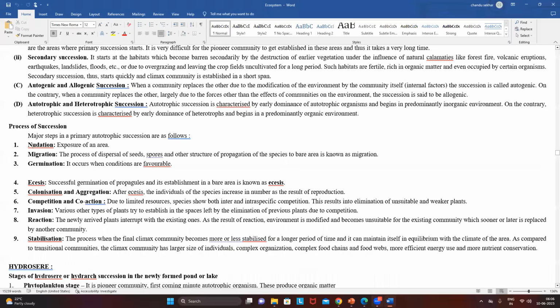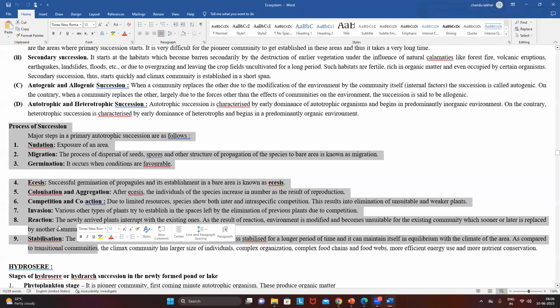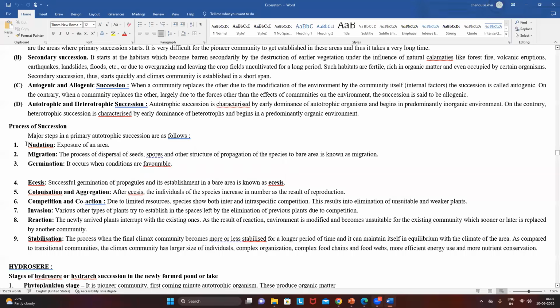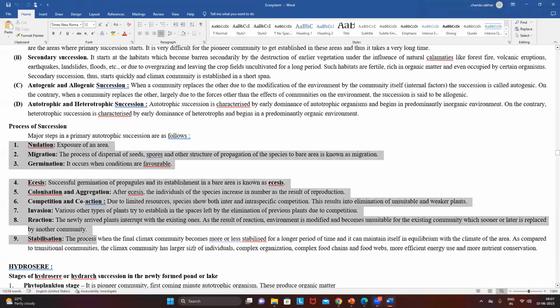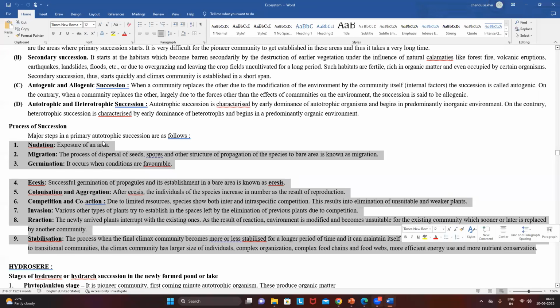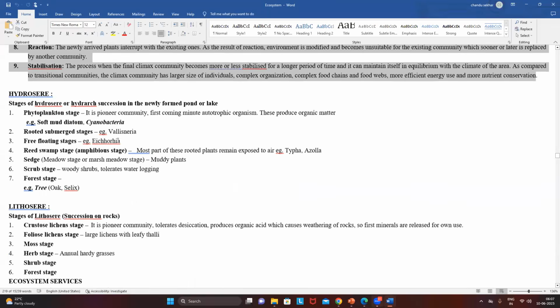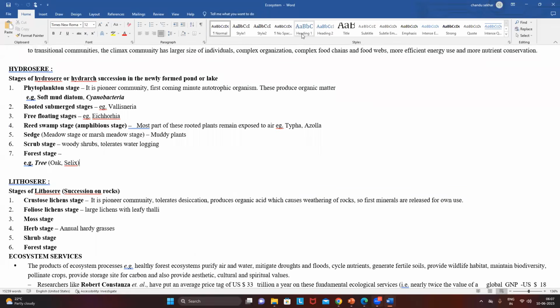The process of succession, how it is happening. In your set question paper also, this is the direct question asked in the exam, right? So you have to read the process of succession. And which is more important, which is more difficult?